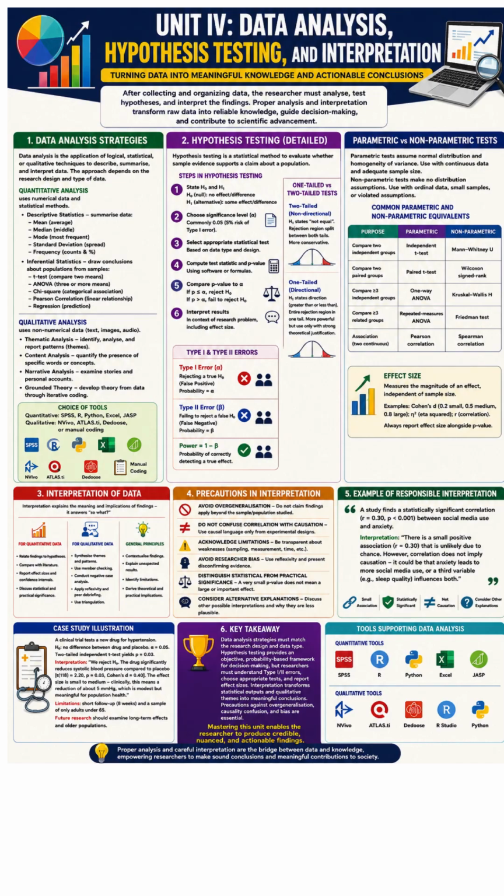This example demonstrates how researchers should combine statistical results, practical significance, limitations, and future recommendations when interpreting findings. Conclusion. Unit IV represents the analytical heart of the research process. Through data analysis, researchers transform raw information into organized evidence.